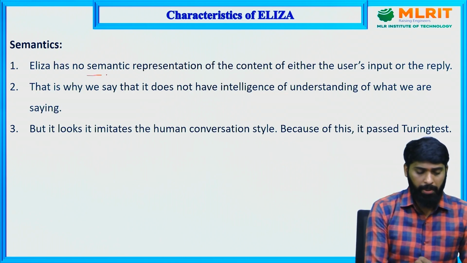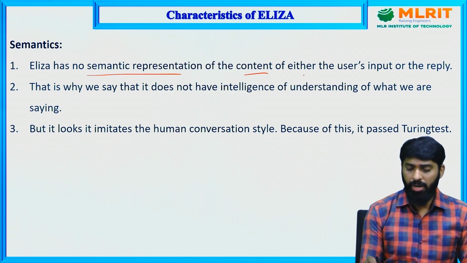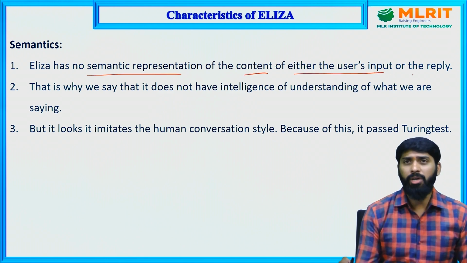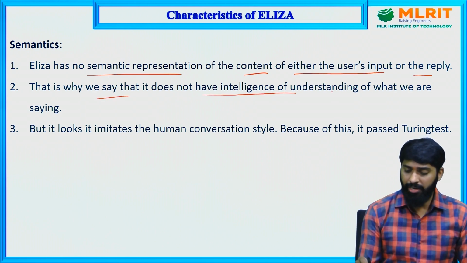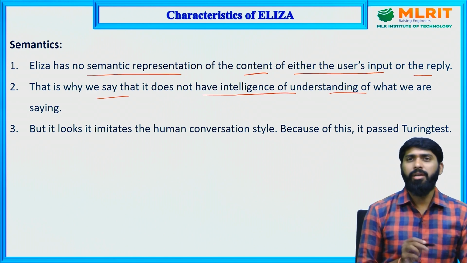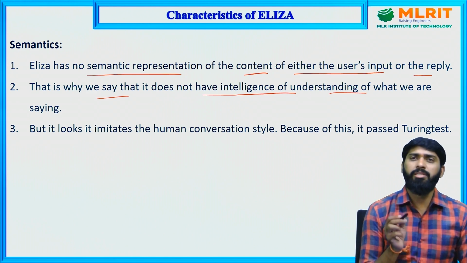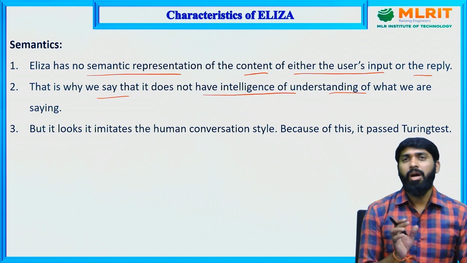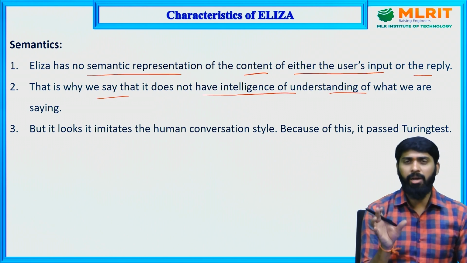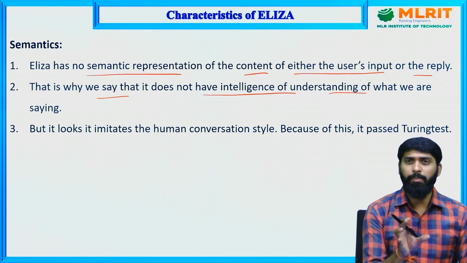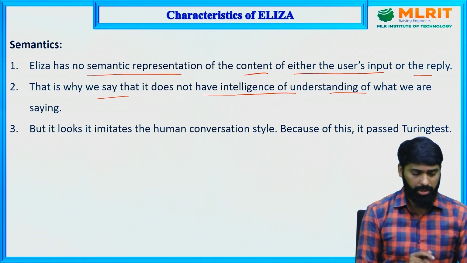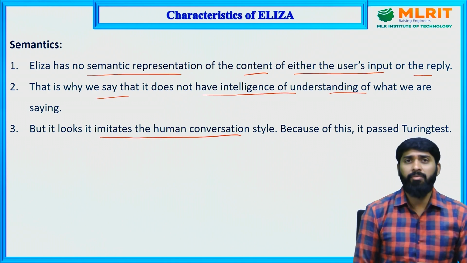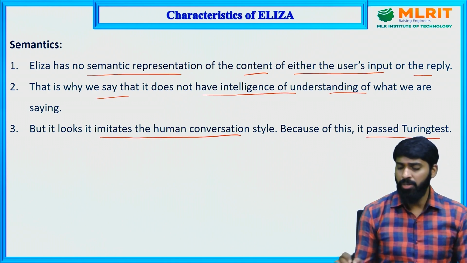ELIZA has no semantic representation of the content of either the user's input or the reply. That is why we say that it doesn't have an understanding of what we are saying. It is not understanding what we are saying. It doesn't know any meaning of the sentence. How is it giving the replies? Based on the data bank. Already all these sentences are stored in the data bank. From the data bank, it can fetch the data, and this data it uses as a reply. But it imitates the human conversation style. Because of this, it passed the Turing test. In the next slides, we will discuss what the Turing test is.